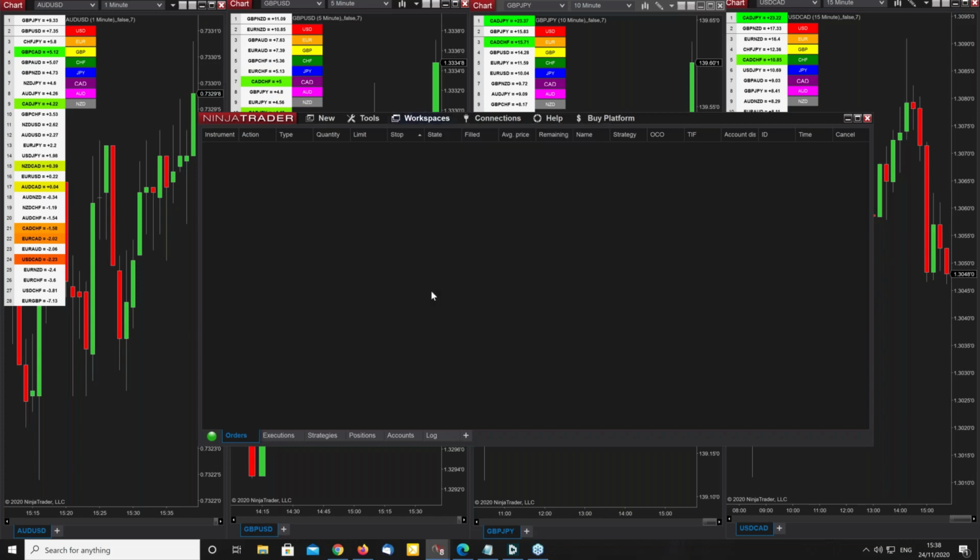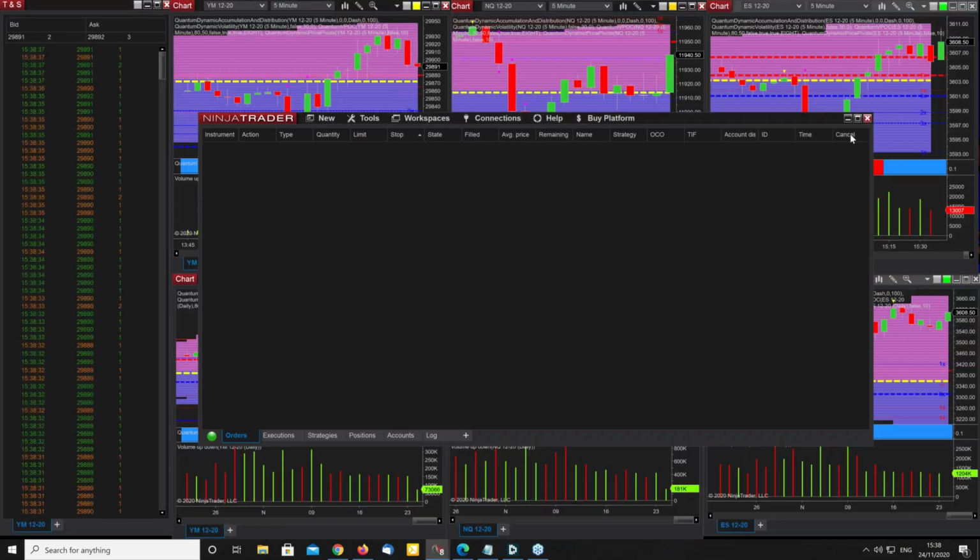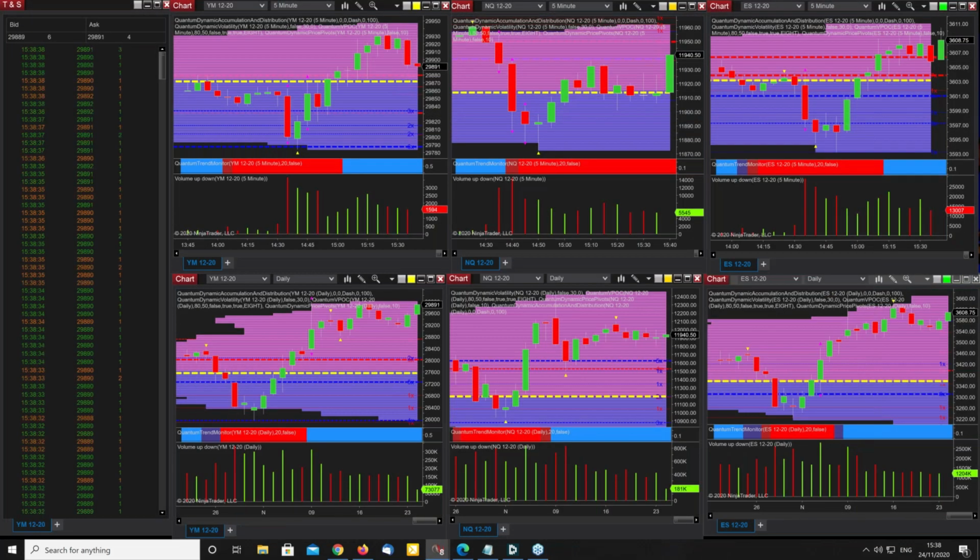Let's go back to the three of them, just see where we are, see if anything's changed very much. Doesn't seem to have done. We're still moving sideways. The VIX is now moving sideways. It's 22.17, so there's no great momentum in the VIX at the moment.